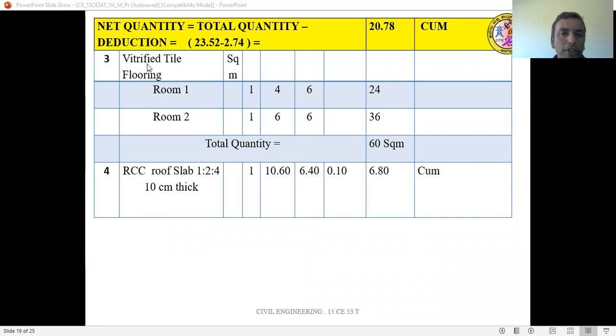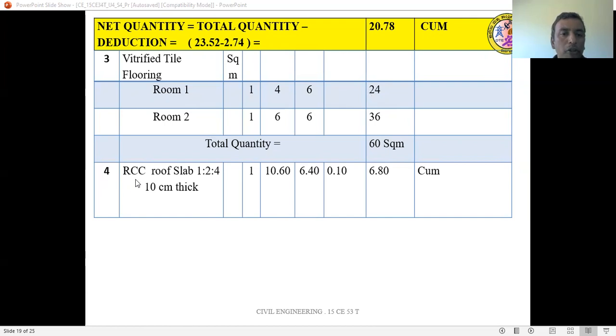Next, come to the third quantity, which is vitrified tile flooring. The unit is square meter. We have to calculate each room's flooring area. For the first room, the number of rooms is 1, the breadth of the room, the horizontal dimension, is equal to 4 meter and the other dimension of the room is equal to 6 meter. Multiplying 4 by 6, you will get 24 square meter. Similarly, calculate the room of 6 by 6, which is equal to 36 square meter. Total quantity of flooring for both room 1 and room 2 is equal to 60 square meter.